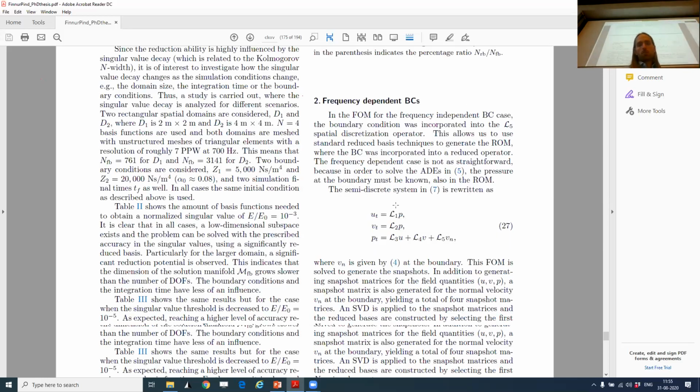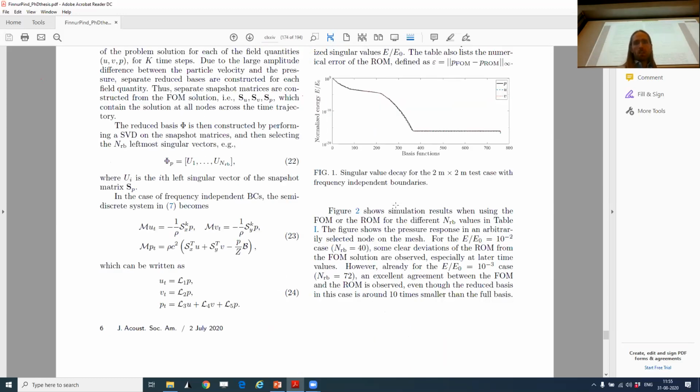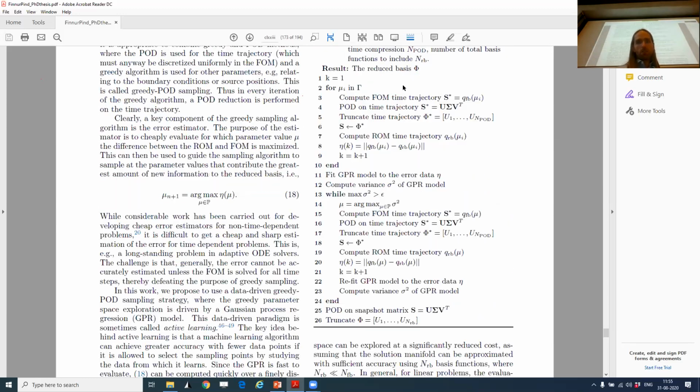It's maybe most clear, at least for me, if we look at this algorithm here. So first, for a single parameter value, we gather snapshots for that time trajectory. We do an SVD of that, and we then add that to a big snapshot matrix. We do this for all the parameters, adding to the snapshot matrix. And then we do an SVD on that snapshot matrix. That's the reduced basis that covers it.